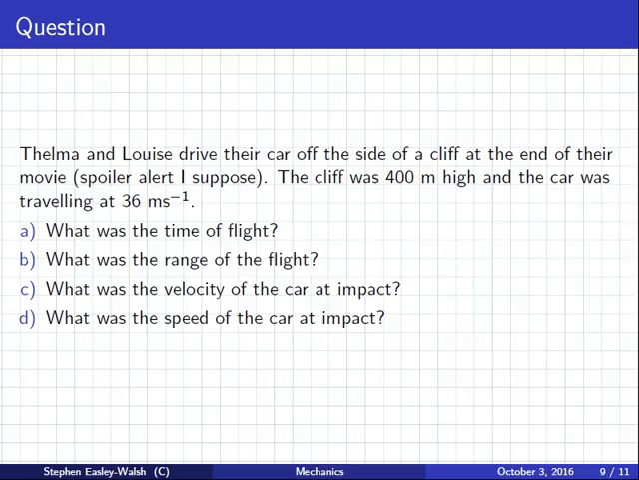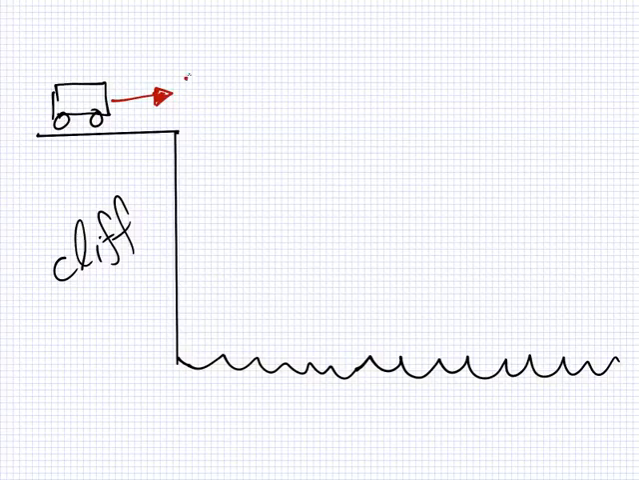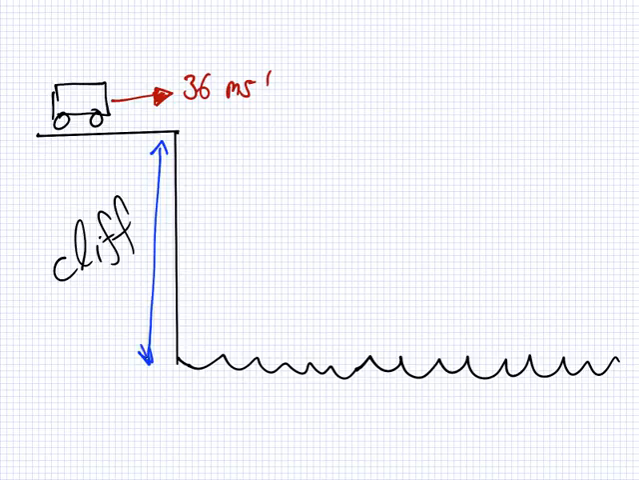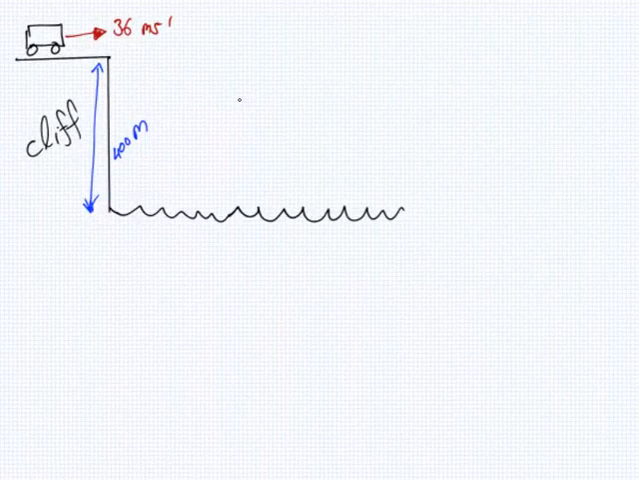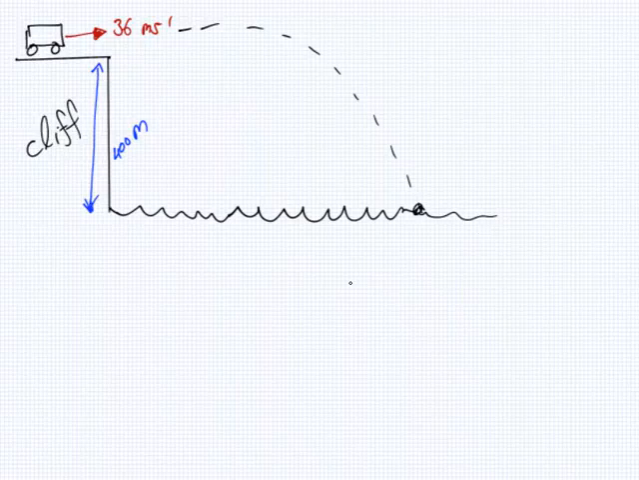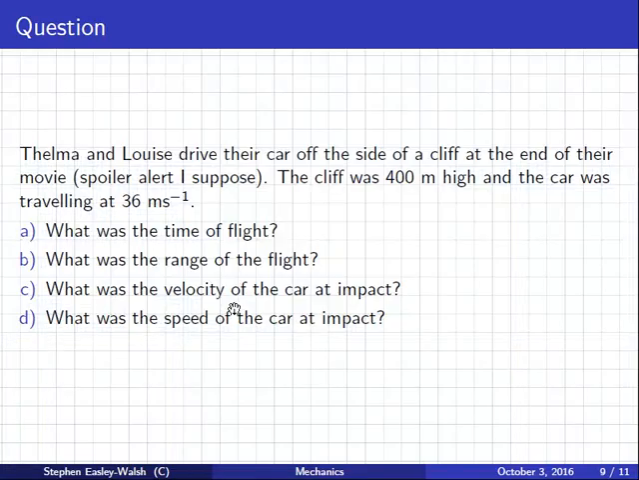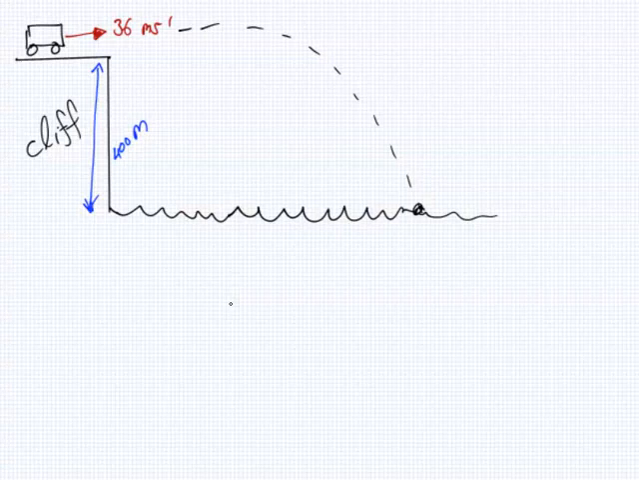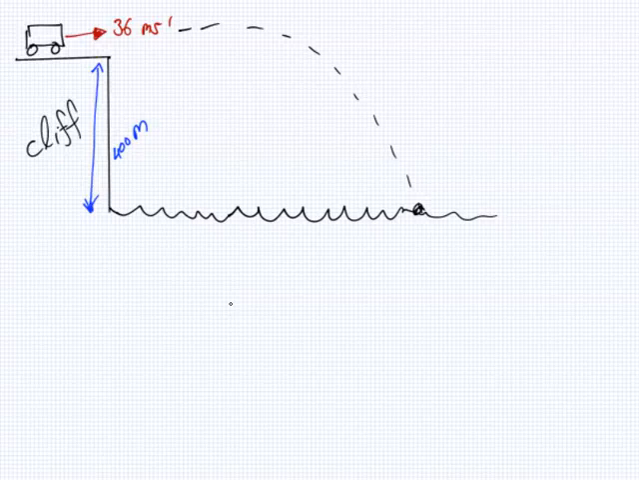Okay, so the cliff is 400 meters high and they're traveling at 36 meters per second, and this is 400 meters high. And of course, this is what happened here. Right, first question, what is the time of flight? Horizontal or vertical? What are we looking at here? Vertical.